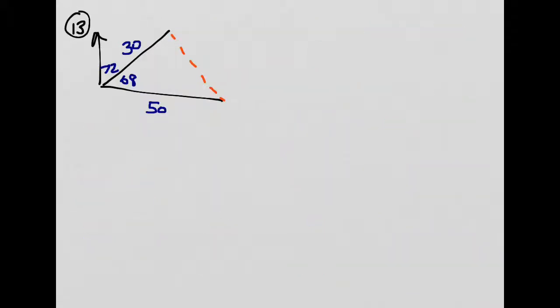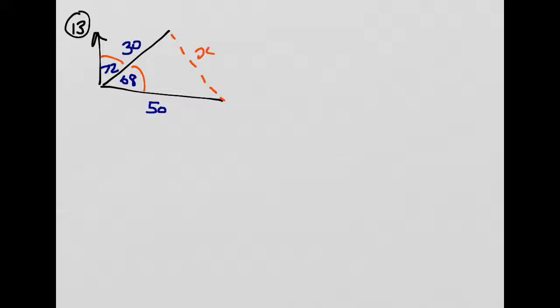Question 13. Now the question tells us that the first bearing is 72, which we've marked in. The second bearing, it says, is 140, so what I've done is taken the 72 away to give us the angle inside the triangle is 68, because together these make 140.